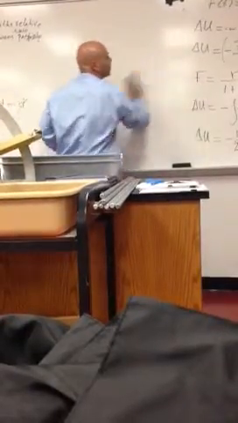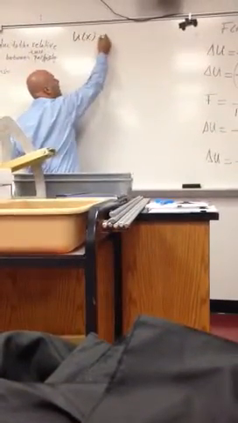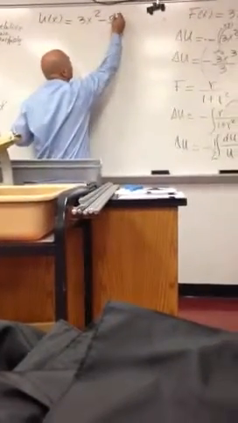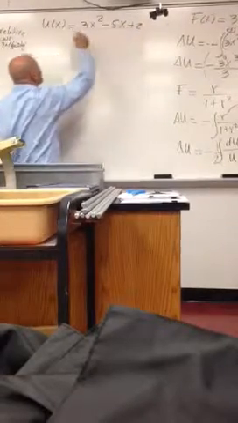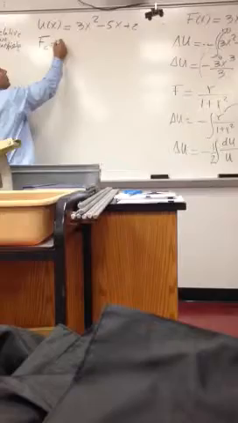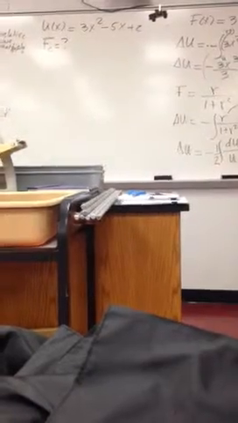So if I give you, let's say, U of x is equal to 3x cubed minus 5x plus 2. And I can ask, find the conservative force associated with that. What do we do?